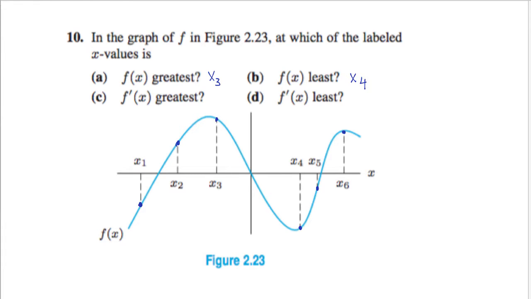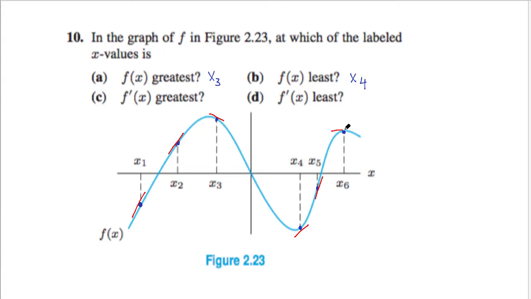Now C is where it gets interesting. So C asks, when is f prime of x the greatest? So this is when we want to start looking at tangent lines. So if I sketch a tangent line, we'll do red here. At x1, we have something that looks like this. x2, x3, x4, x5. Ooh, that could be better.